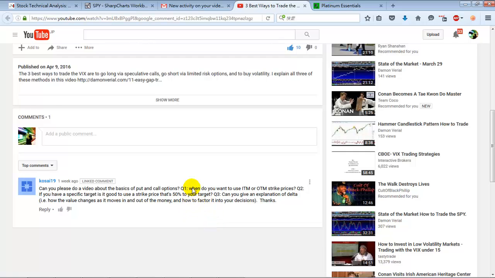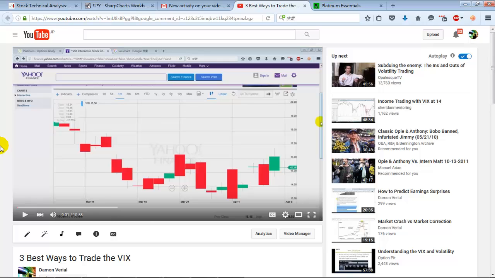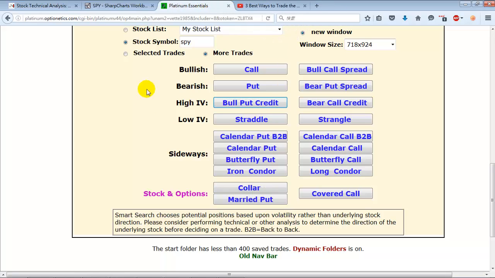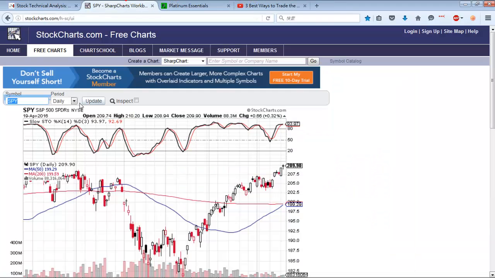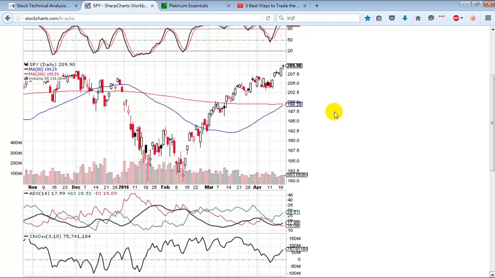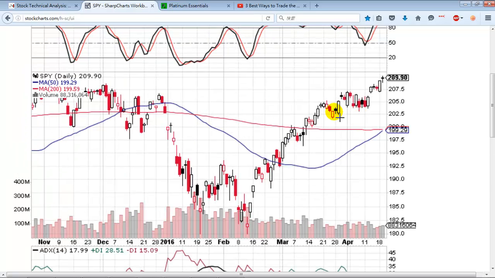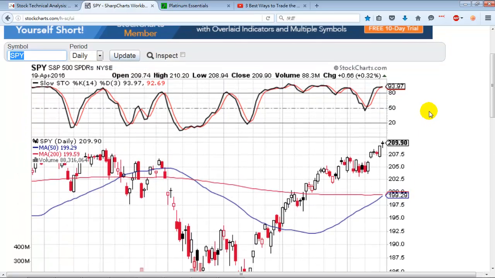Alright, so question 1 is, when do you want to use in the money or out of the money strike prices? We're going to be using the SPY as an example because I got all the SPY stuff up anyway. So what he means is, let's take the SPY. Here we go. Here's the SPY. Are you bullish or bearish on the SPY?